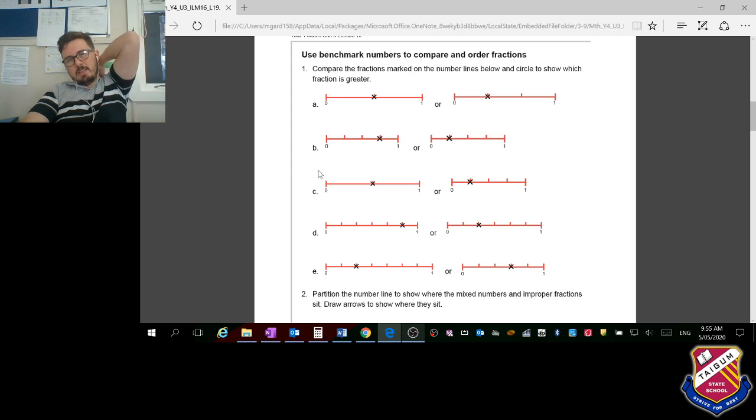Now look at B, C, D, and E, and use that same concept that I used and circle the bigger fractions. Off you go. All right, answer time. For B, it was the one on the left. C, again, the one on the left. D, again, the one on the left. And E, just to try and trick you, it was the one on the right. So give those a tick off.